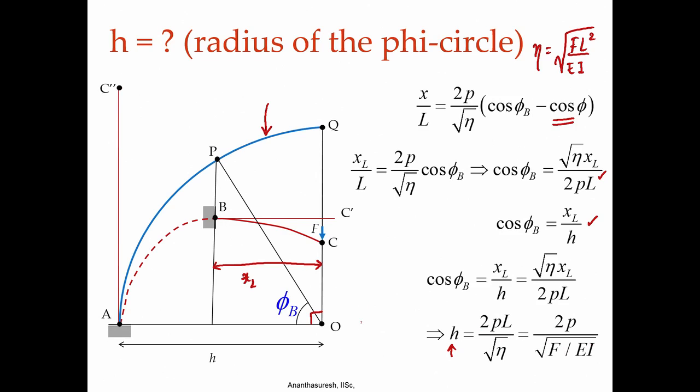So, this square root of F by E I, Frisch-Fay calls it k. If we are referring to the book, this will come handy. So, h is 2 p by k in his notation. We are sticking to the symbols that we have used. I am not introducing the additional symbol k in this presentation. Okay. That is how we can get h also.